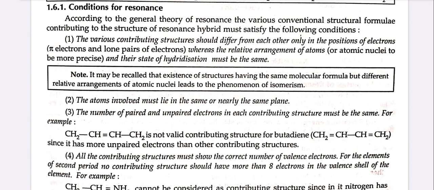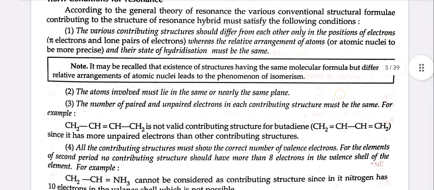Second, the atoms involved must lie in the same or nearly the same plane. Third, the number of paired and unpaired electrons in each contributing structure must be the same. For example, CH2 CH double bond CH CH2 is not a valid contributing structure for butadiene, that is CH2 double bond CH single bond CH double bond CH2, since it has more unpaired electrons than the other contributing structures.